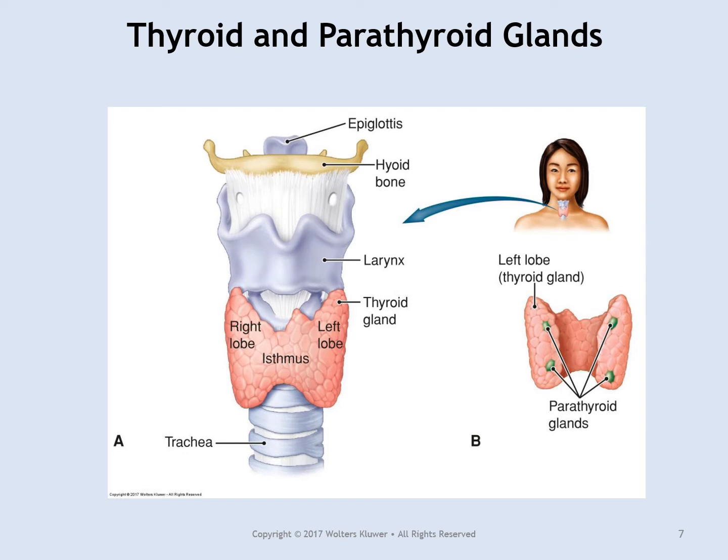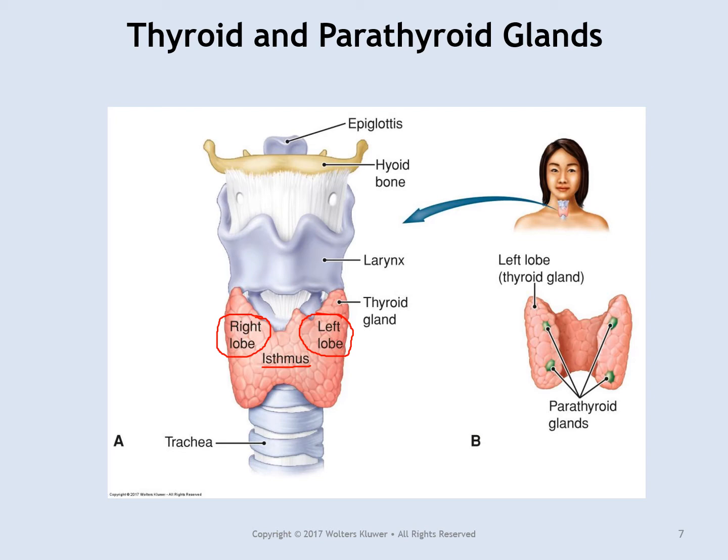So a closer look at the structure of the thyroid and parathyroid. Here we have the right and left lobes of the thyroid gland being connected by the isthmus of the thyroid gland, sitting directly below the larynx, and the hyoid bone, which you can feel with your fingers in your neck before it goes into the cartilaginous larynx.